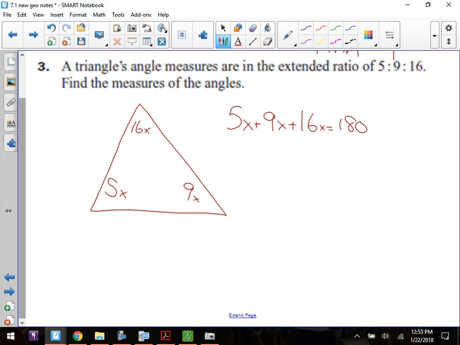So 5, 9, and 16 is how much? And then x is 6. Now, again, is it asking you to solve for x, or is it asking you to solve for something else? So you get x is 6, and just like on the test and the final, that just means you're substituting it.